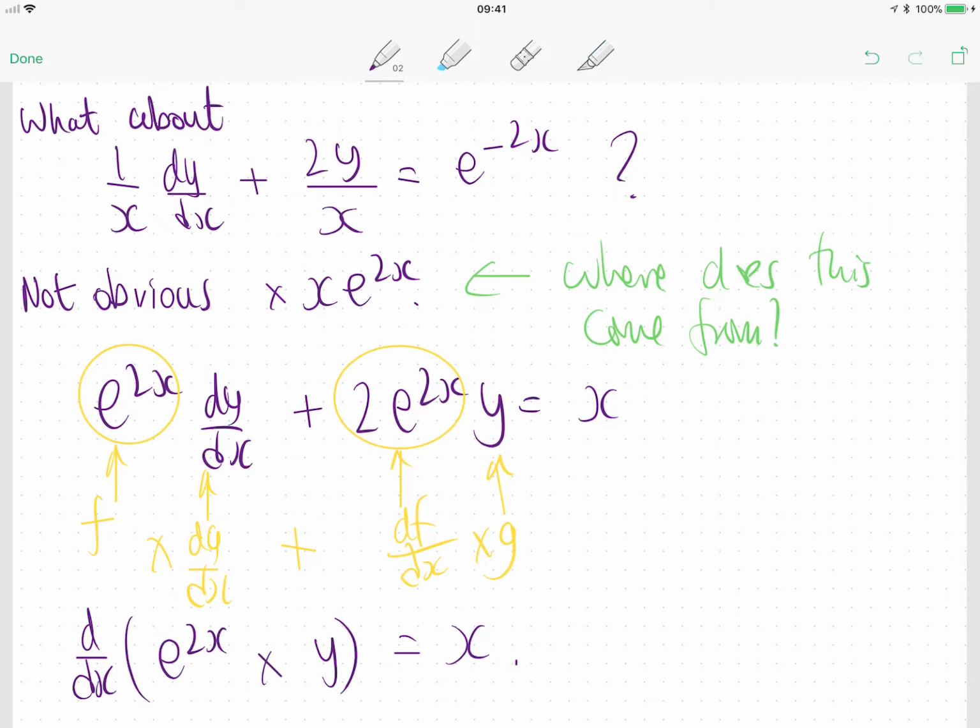Okay, so the most important thing of this problem is, where did this come from? How do we actually calculate this? So let's begin to take a look at this next problem.